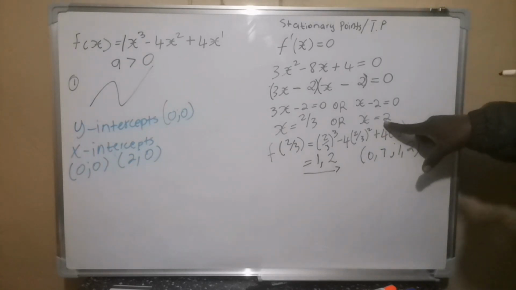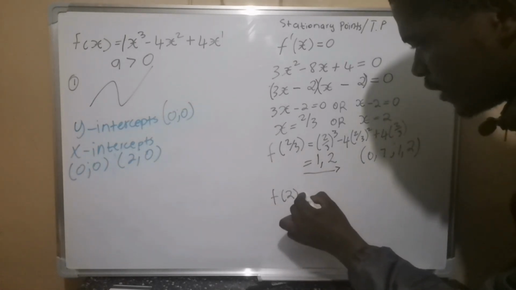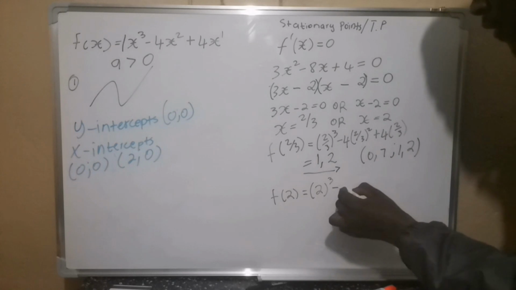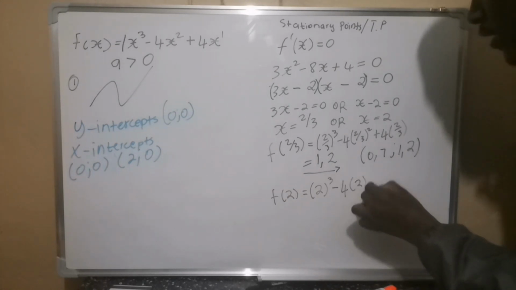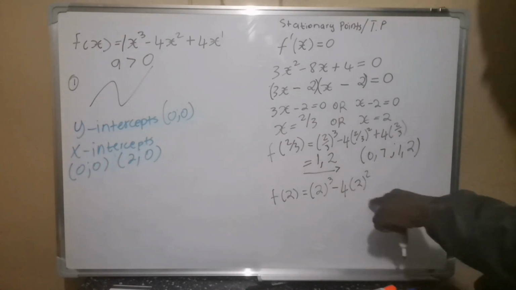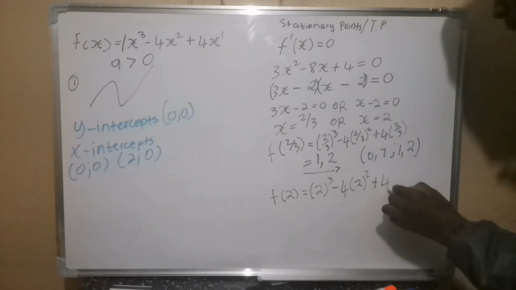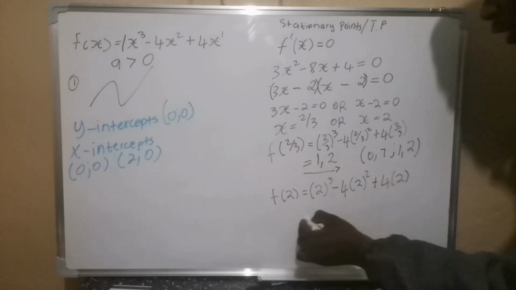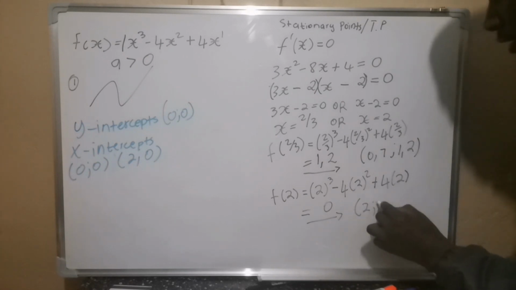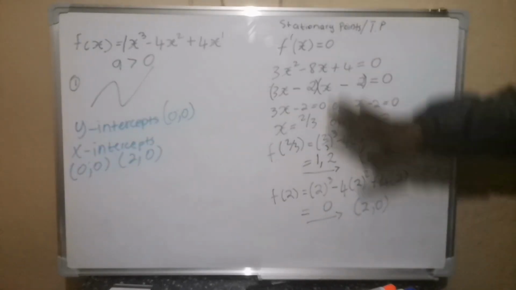Then I'm going to take my other x, f at 2, okay? So f at 2, where I see x I put in 2, so 2 cubed is 8, okay? 4 times 2 squared, 2 squared is 4, and 4 times 4 is negative 16, okay? So it's 8 minus 16 is negative 8, okay? Negative 8 plus 4 times 2, negative 8 plus 8 is 0. That means my coordinate is 0 here. So the coordinates of this one are 2 and 0. I'm done with finding the coordinates of my stationary points.